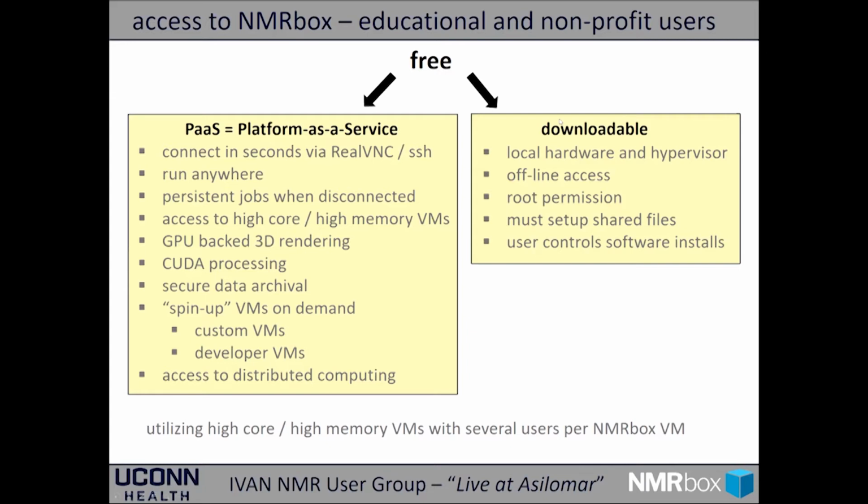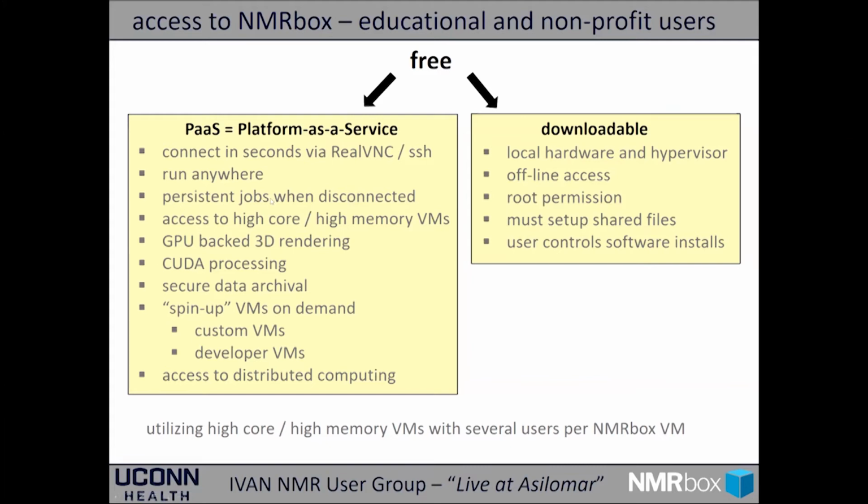However, while the downloadable VM is used and a number of people have downloaded it, by far the much more preferred method of accessing NMRbox is what we call platform as a service. This is where you connect into our servers and you're using our computational power. You can connect in seconds using RealVNC or SSH. It runs anywhere you have an internet connection, and it doesn't even have to be a very good internet connection. About 5 or 6 megabits per second will get the job done.